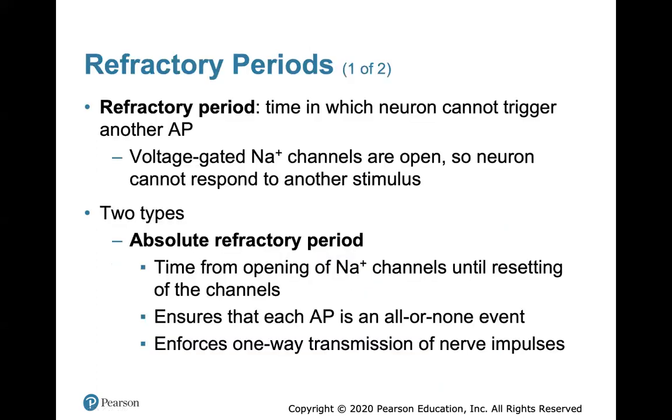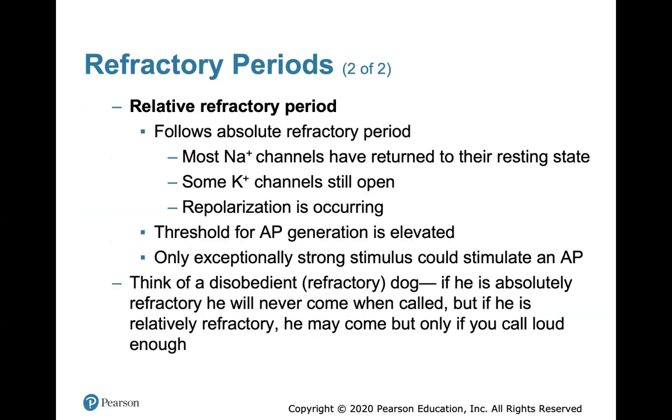The refractory period is the time in which the neuron cannot trigger another action potential. This is when the voltage-gated channels remain open, so the neuron cannot respond to another stimulus. There are two types. The absolute refractory period refers to the time from the opening of the sodium channels until the resetting of the channels. This ensures that each action potential is an all-or-none event and also enforces the one-way transmission of nerve impulses.